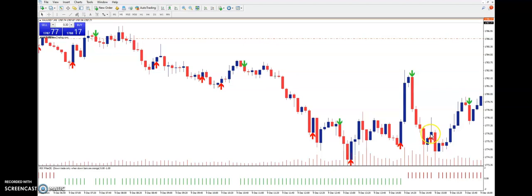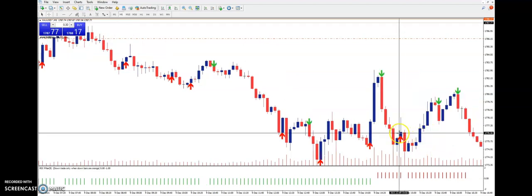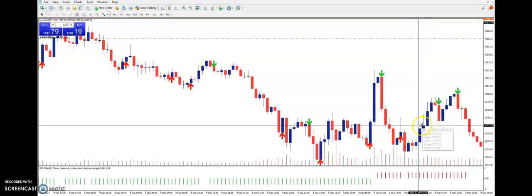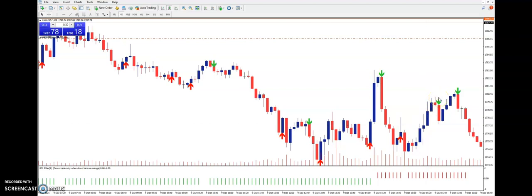Here's a buy. Where do we enter? So if that's a buy, we're looking for a candle to close above it. In other words, that one. We would have entered a buy there, and there we would have had a close.